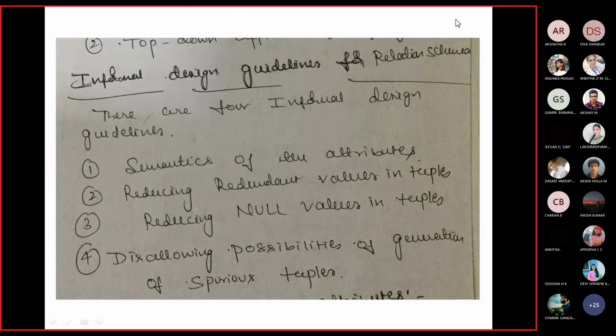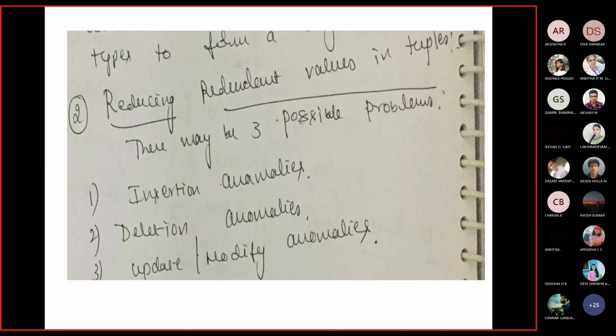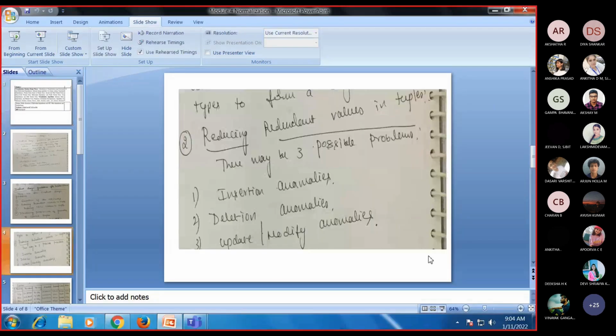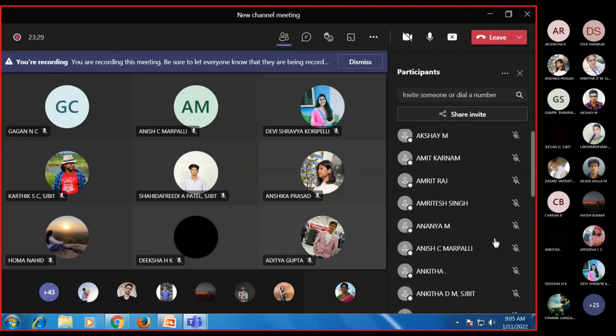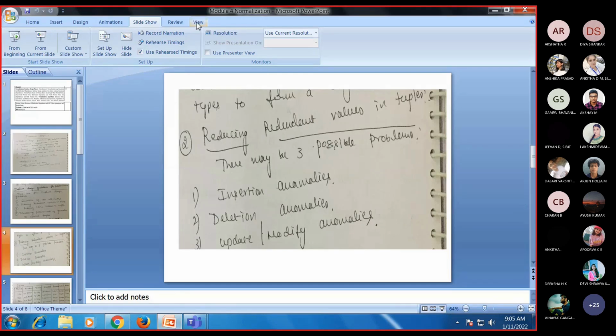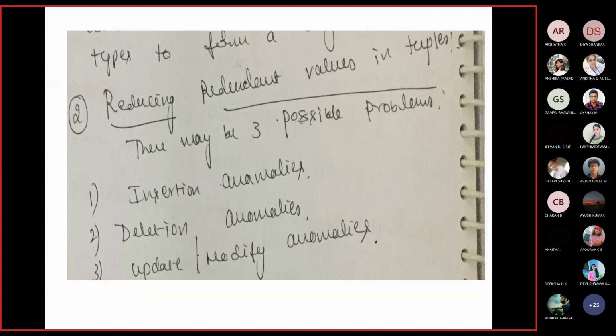And the second one is reducing redundant values. What will happen if I have more redundant values in my table? There may be three possible problems here. What are they? The first one is insertion anomaly.